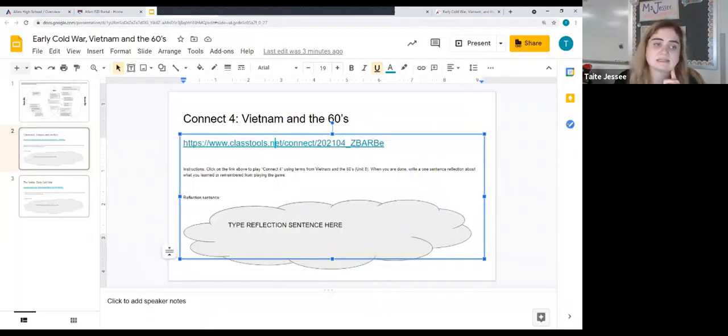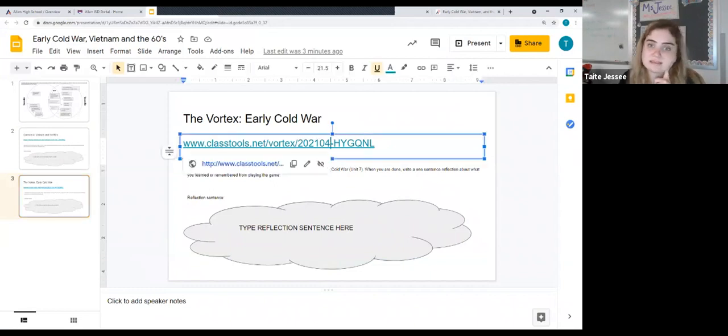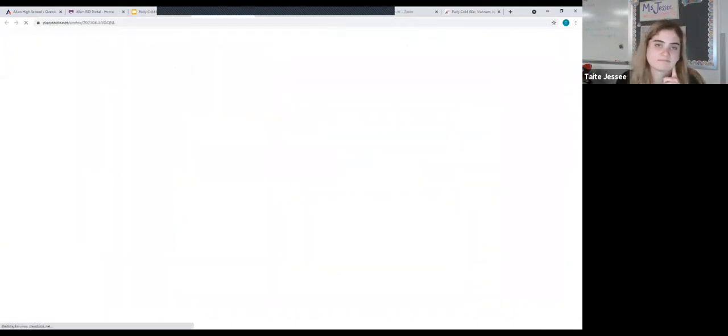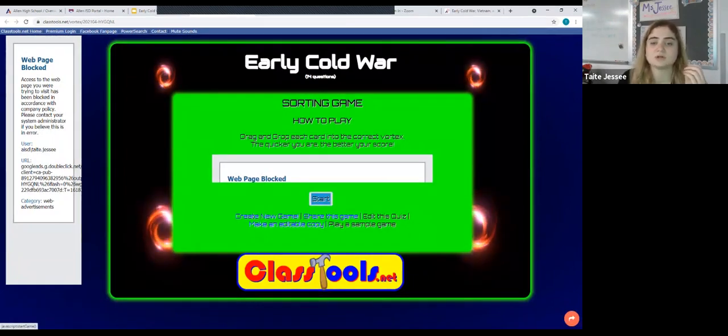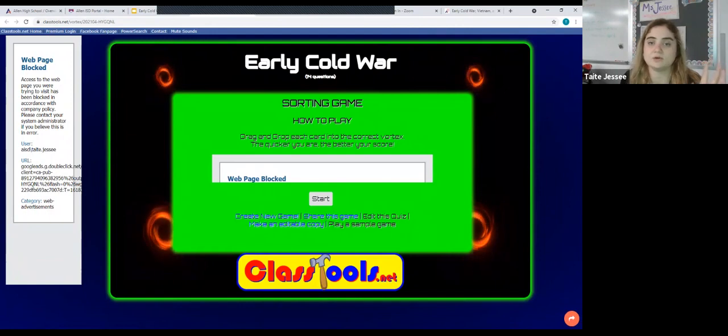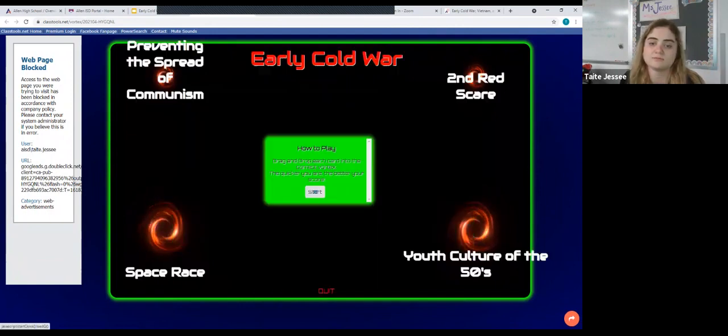All right. The second game is called the Vortex, and this was my Super Saturday Kids favorite game that we did out of the 2. So what you're going to do is you're going to drag and drop a vocab card into the correct category or vortex. The quicker you are, the better you score.